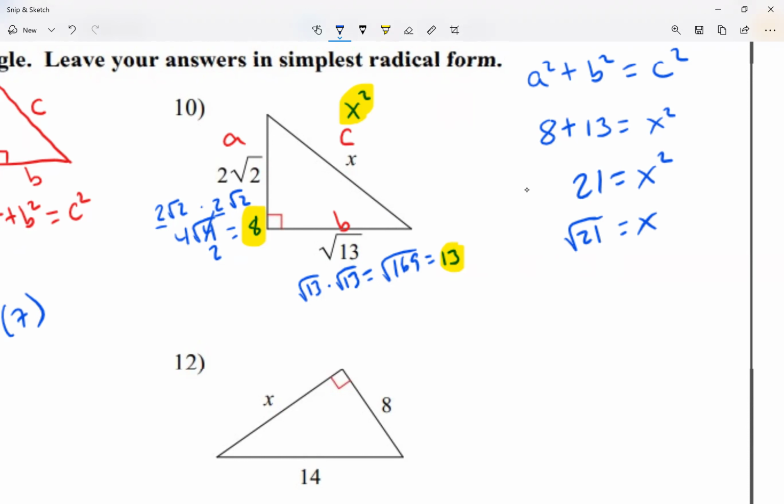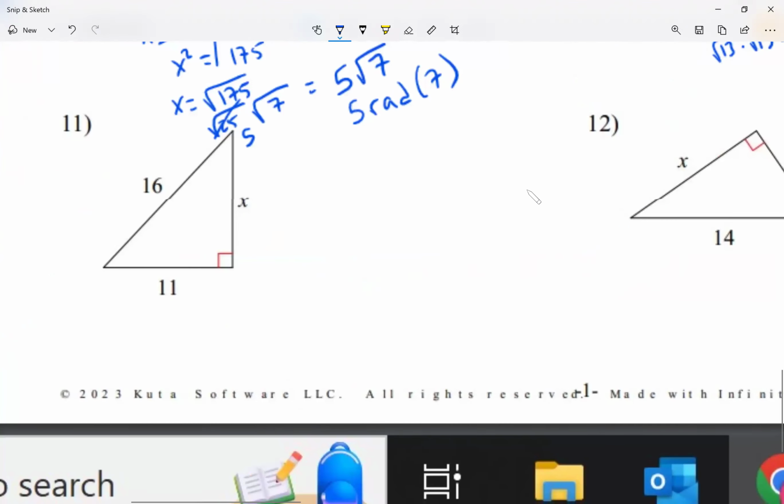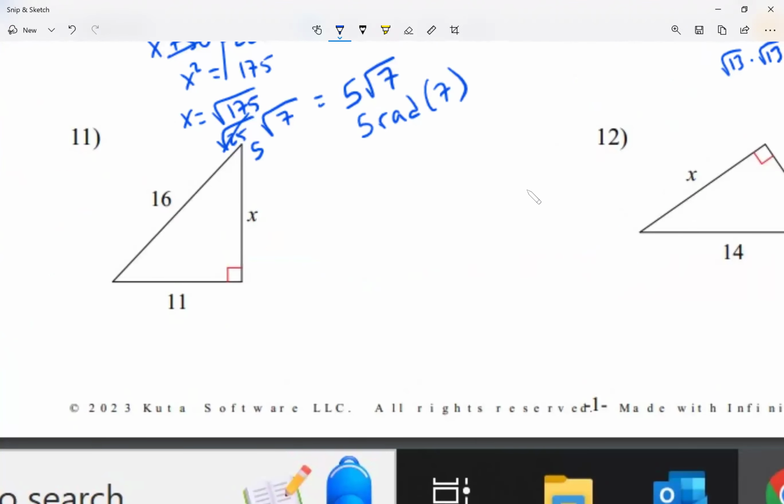How am I going to type this? Rad 21, radical 21. Not bad. Let's take a look at question number 11.